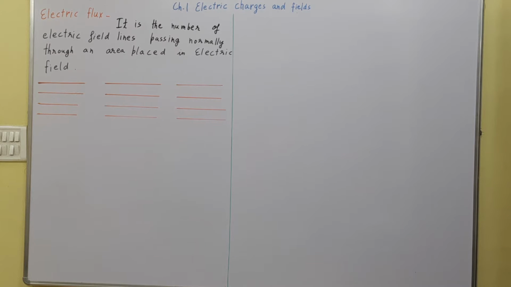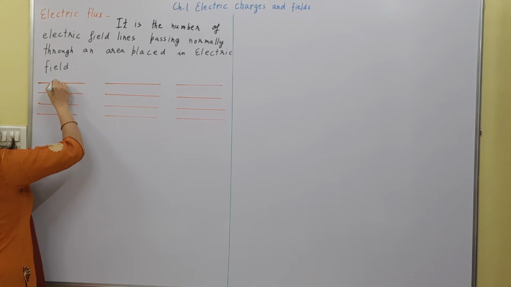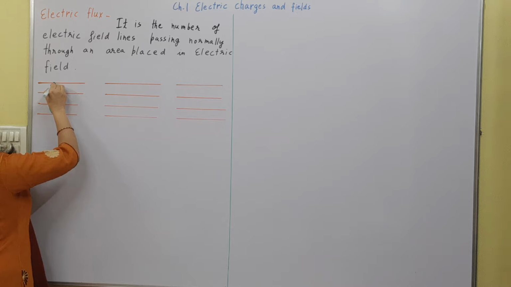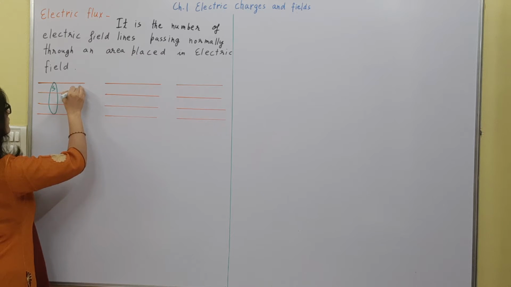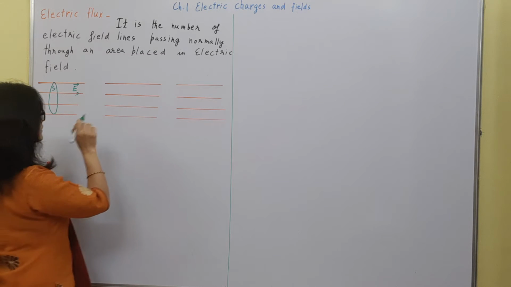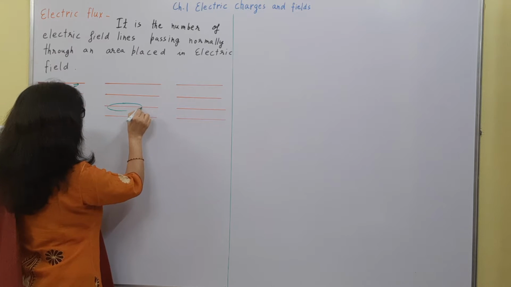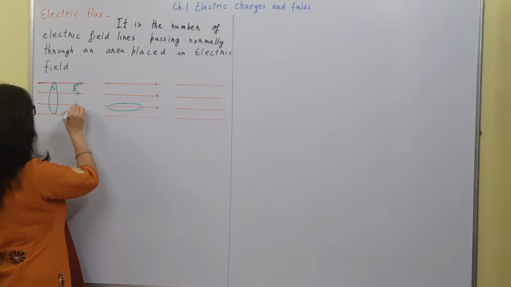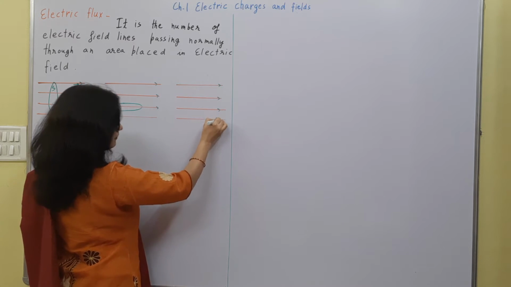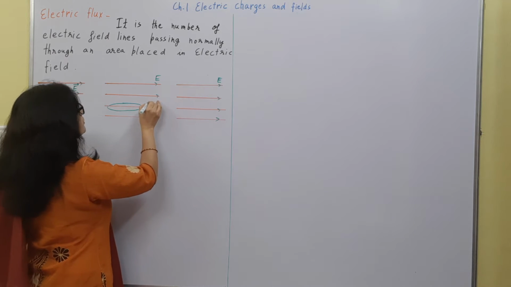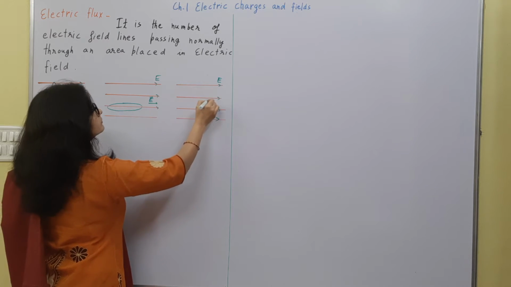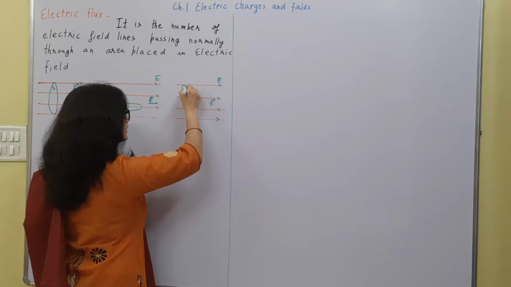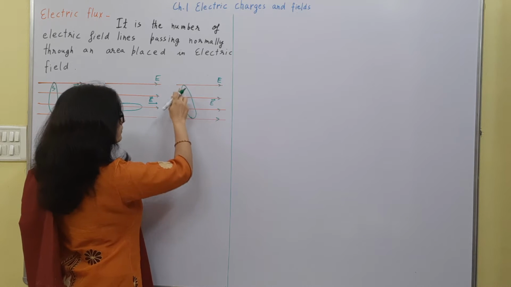So first case I am drawing when the area is placed normal to the electric field. So this is the area and this is the direction of electric field, right? In this case, I am drawing the case when the surface of the area is parallel to the electric field. This is the direction of electric field in all the cases. And in this case, I am drawing the area, the plane of this area is in some direction with the electric field.